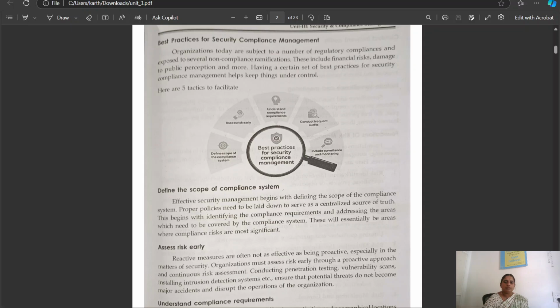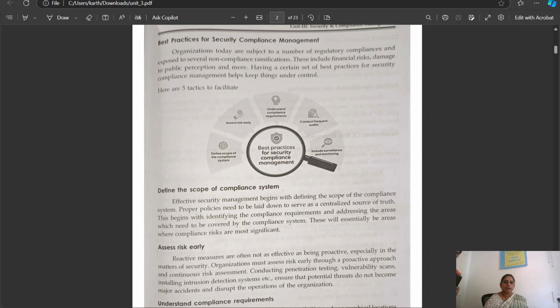First, coming to the scope of compliance systems. Effective security management begins with defining the scope of the compliance system. Proper policies need to be laid down to serve as a centralized source of truth. This begins with identifying the compliance requirements and addressing the areas which need to be covered by the compliance system. These will essentially be areas where compliance risks are most significant.